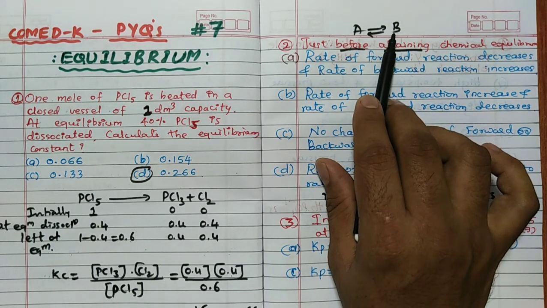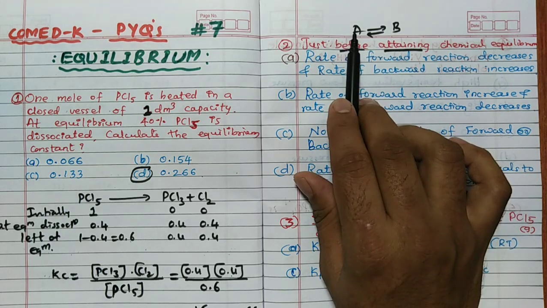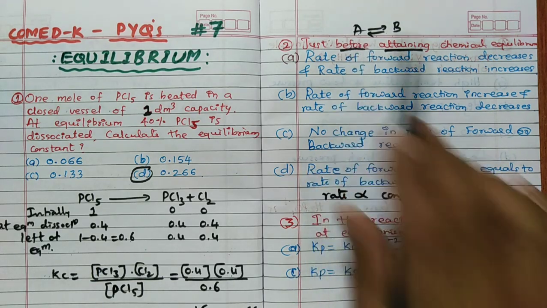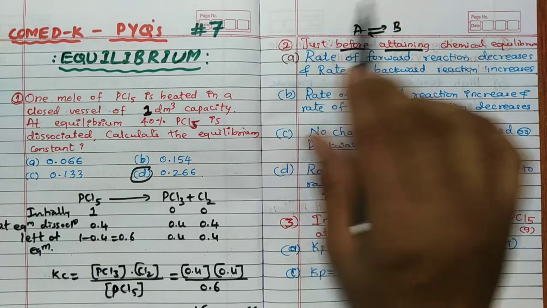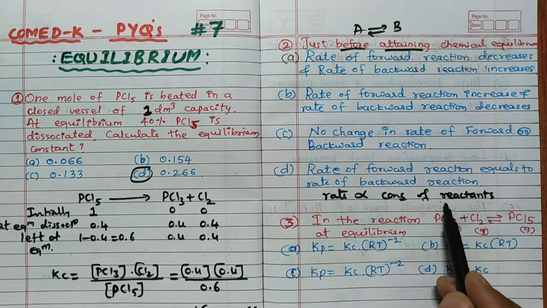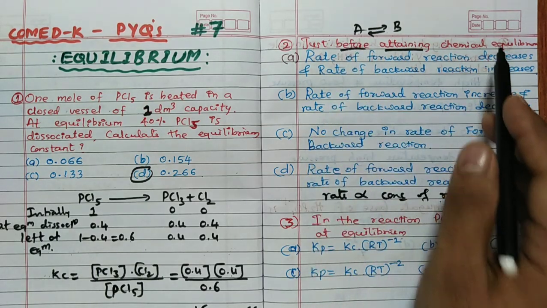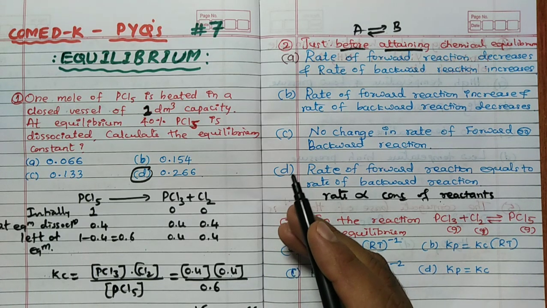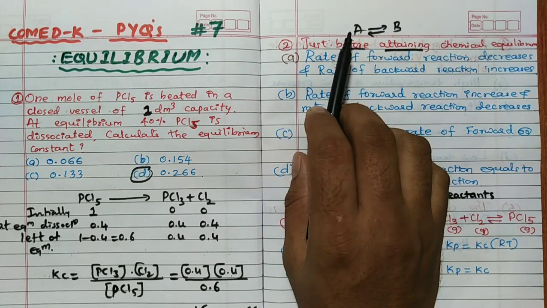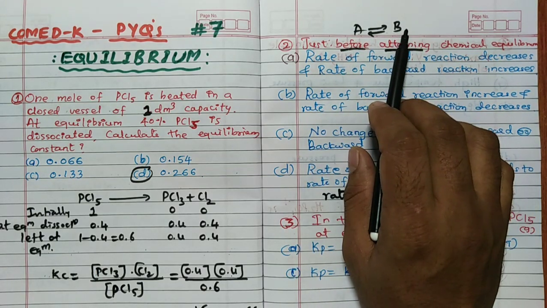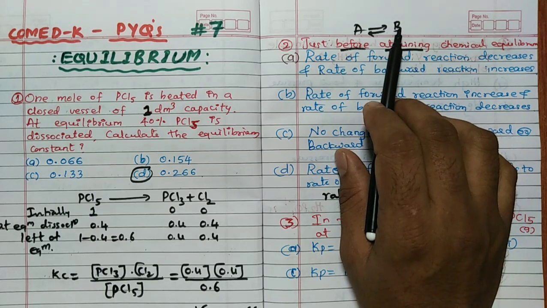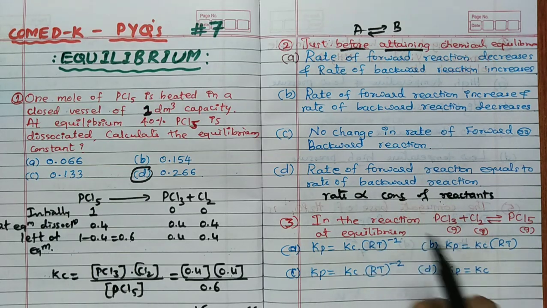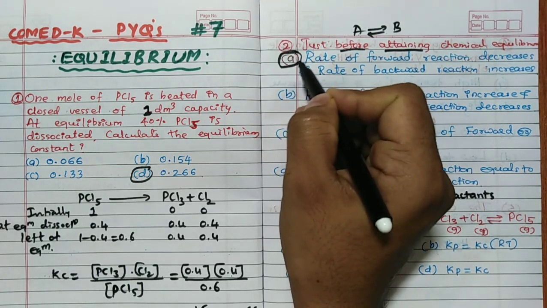Remember, as B concentration increases, the B to A rate increases. As A concentration decreases in A to B, the rate of this forward reaction decreases. As B is going to form in a larger amount, if you consider the reaction now, B is the reactant, B to A for backward. So B concentration is increasing, meaning the reactant concentration for the backward reaction is increasing, so the rate of backward reaction increases. Hence the correct answer for this is A.